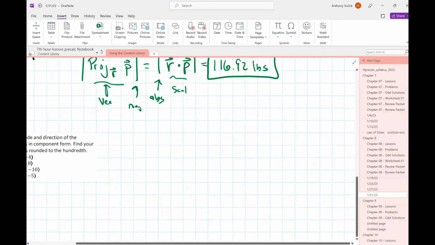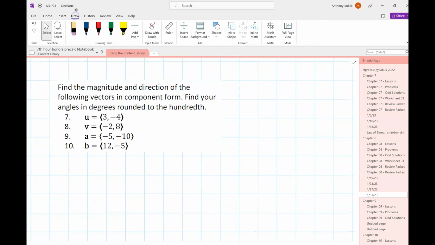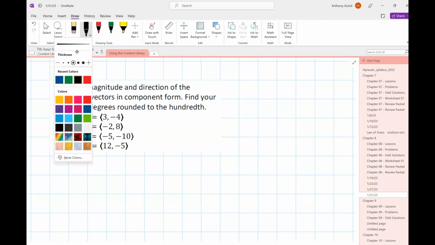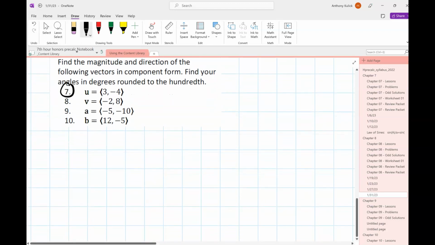I just don't understand how you know when it's 180 minus or 360 minus. So the magnitude part you're cool with, right? It's just the direction. So I'm going to skip the magnitude part. Okay, that's fine?